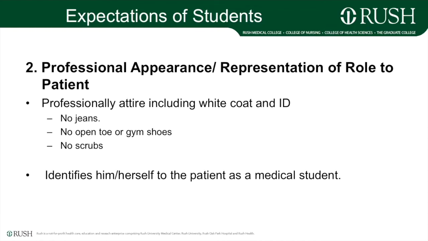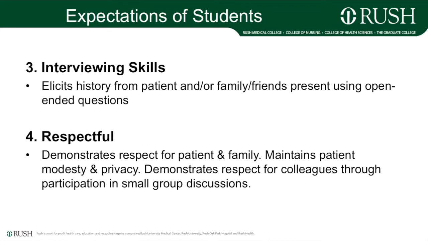Number 2 addresses their professional appearance and representation of their role. This would include wearing professional attire such as their white coat, no jeans, no open toe or gym shoes, and no scrubs. They should wear their ID at all times and identify themselves as a medical student. Number 3 grades their interviewing skills. The student should be eliciting the history from a patient and or family members using open-ended questions. They should use follow-up directed clarifying questions as needed.